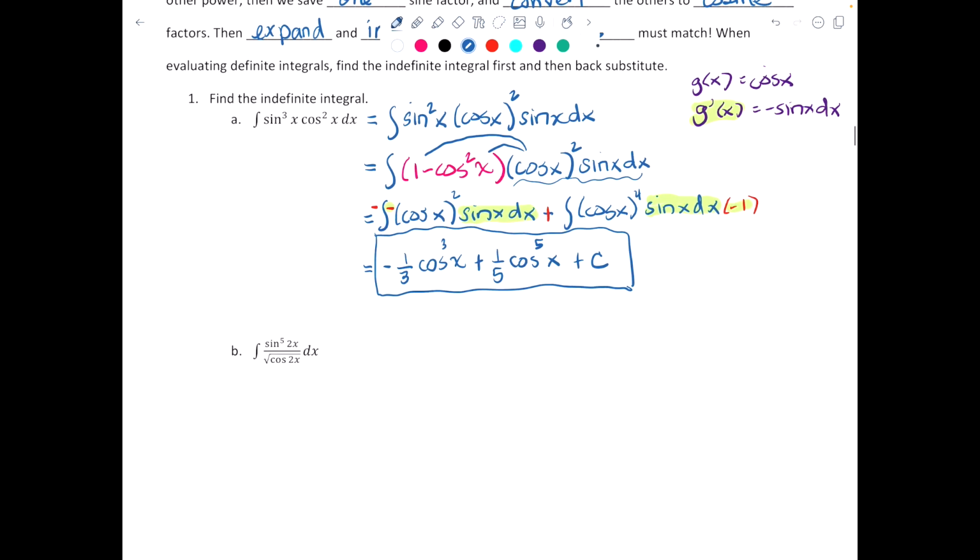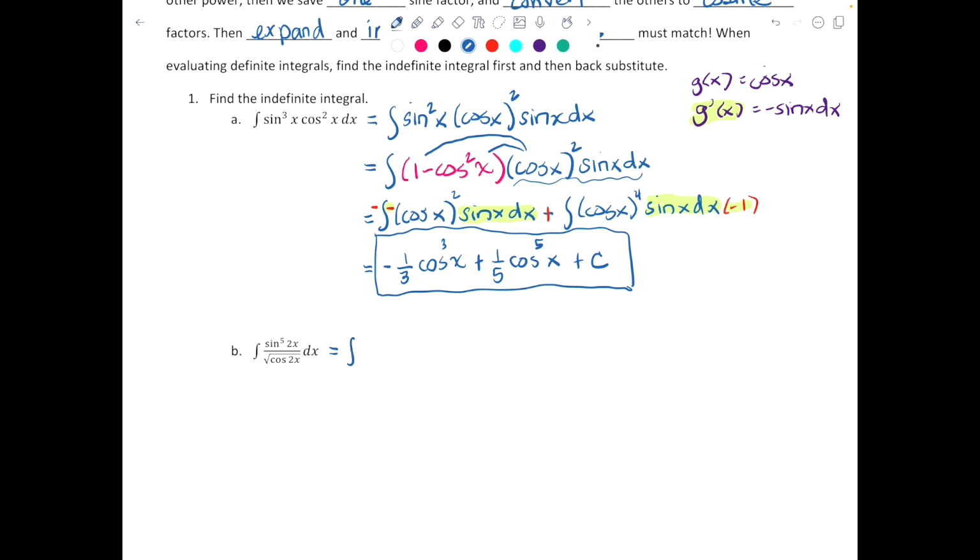Off to a wonderful start on our trip. Okay, so here we go. This one, again, we have an odd number of sine factors, and then we have that cosine factor in the denominator, it's a square root in the denominator. So the cosine 2x has to be our g of x in this case. So the angles match, so we're good to go on that. So here we go. Let's do this.